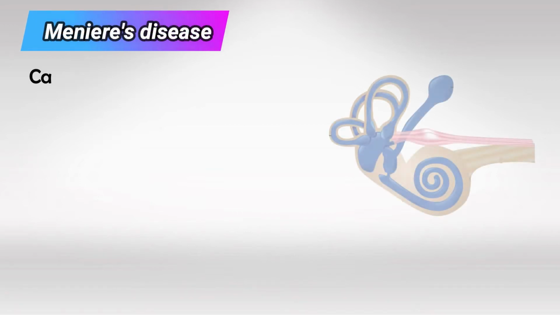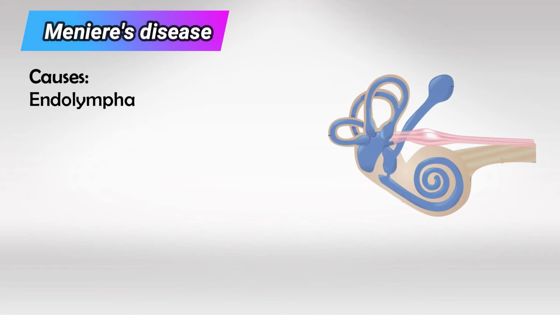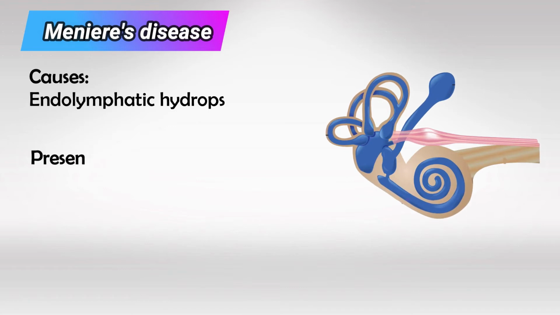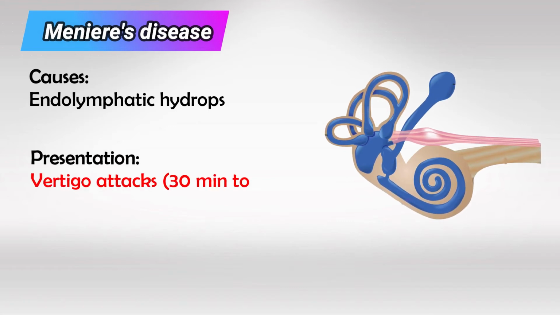Starting with the most common, Meniere disease, it's caused by endolymphatic hydrops, which means that there is excess fluid within the inner ear. These patients will keep having attacks of vertigo, and these attacks can range anywhere from half an hour all the way to 1 day.